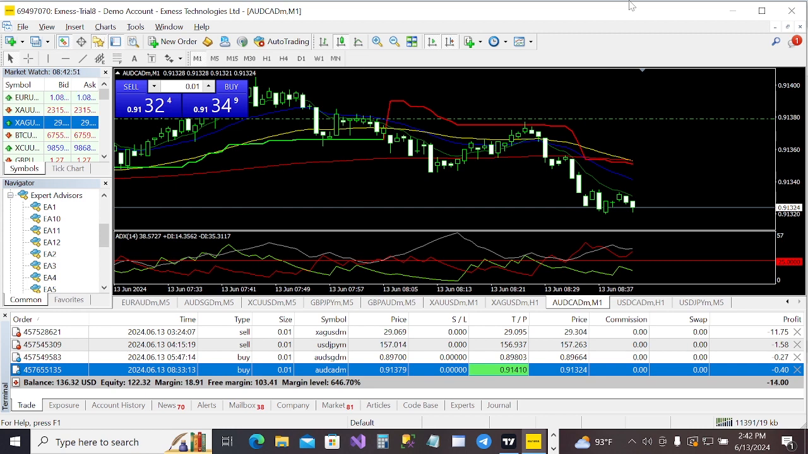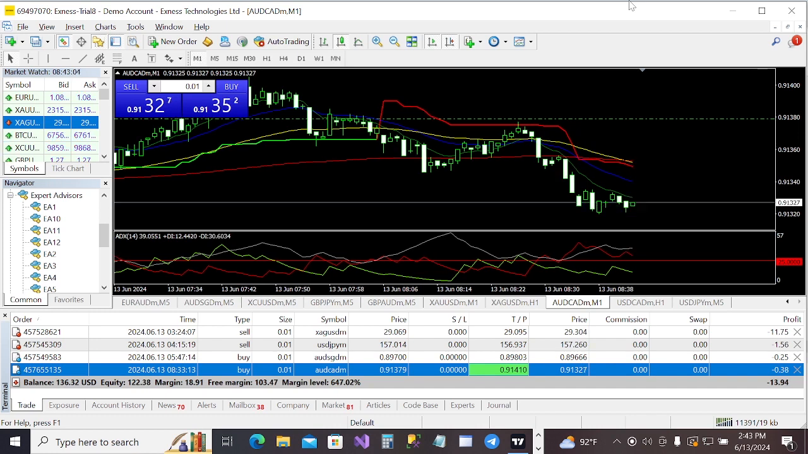8. Day order. A day order is valid only for the trading day on which it is placed. If it is not executed by the end of the trading day, it expires. Understanding these order types can help you better navigate the Forex market and optimize your trading strategy.